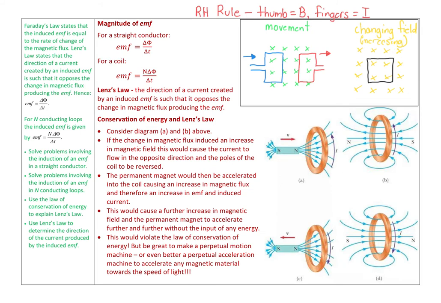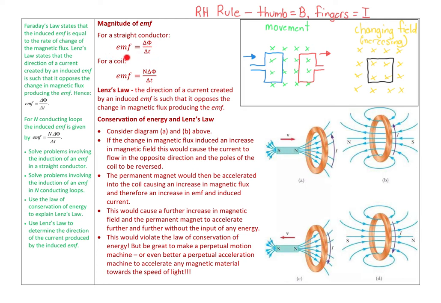Okay, let's get into the little bit more complex stuff, but hopefully not too bad. So, firstly, we can work out the magnitude of the induced EMF using Faraday's law. So this is what the first bit here is talking about. So for a straight conductor travelling through a magnetic field, so a changing magnetic flux, the EMF is equal to the changing magnetic flux divided by the change in time.